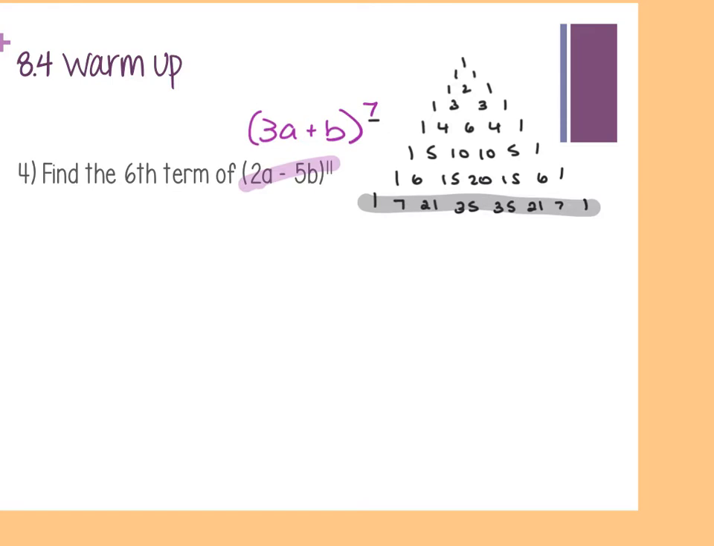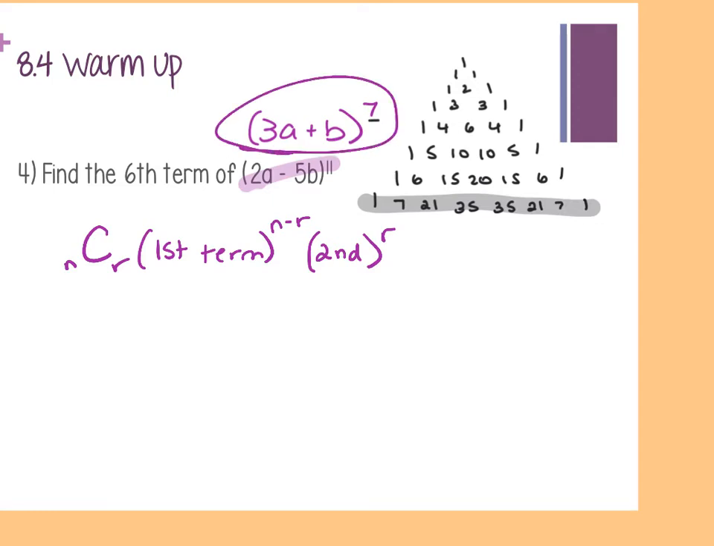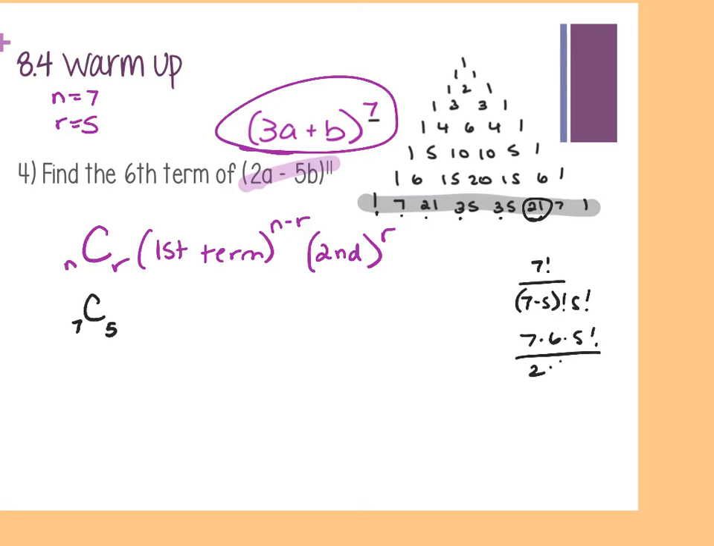Remember, it has 3 parts. It would be C, N, R, and then first term to the N minus R, and the second term to the R. So what's our N in this expansion? 7. And if I want the 6th term, what is R? 5. Always one less. So I want to find C7, 5, right? Okay, this would be 0, 1, 2, 3, 4, 5. But you could have also done it as 7 minus 5, 5, 7, 6, 5, 2, 1, 5.